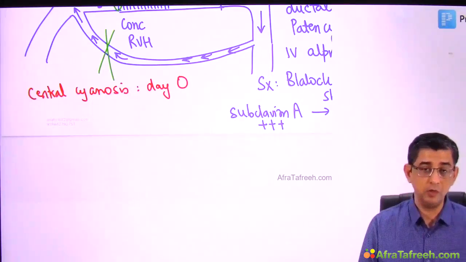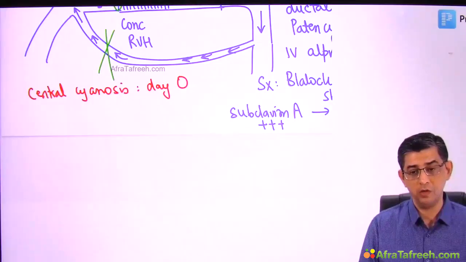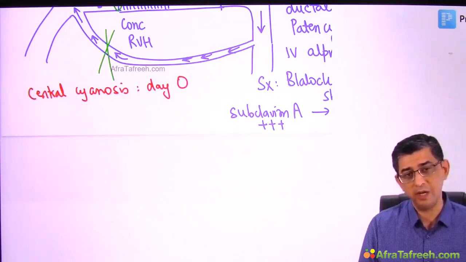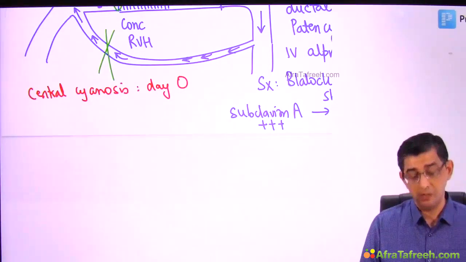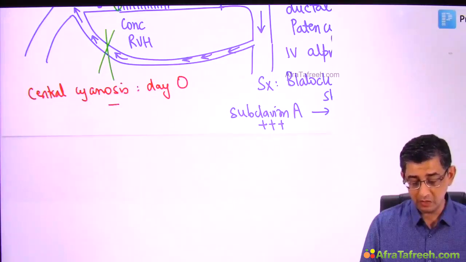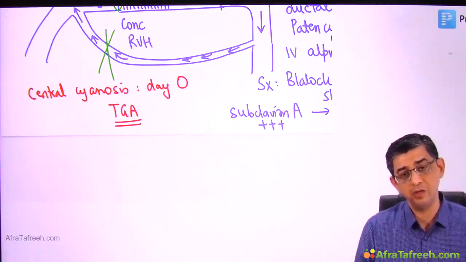The child was born, maybe he cried, he turned pink, or maybe even if not properly pink, he was having acrocyanosis, but that acrocyanosis never went away. In those circumstances, well, central cyanosis on day 0 can be due to a congenital heart disease that will be drawn subsequently, that is transposition of great arteries.